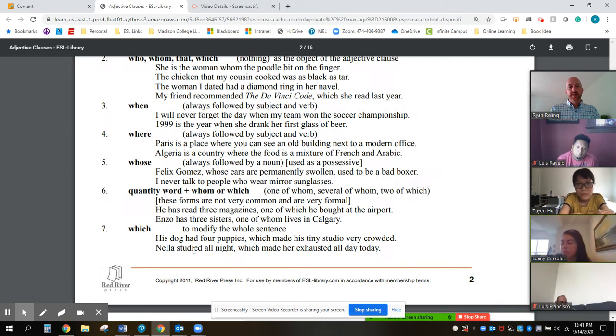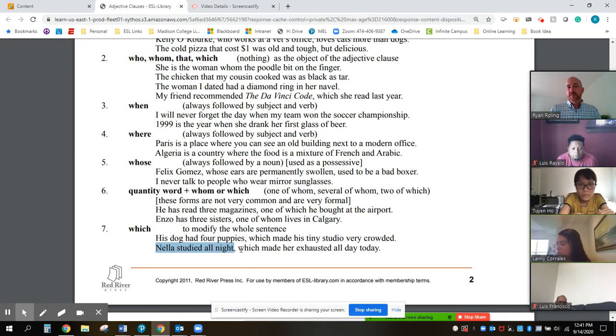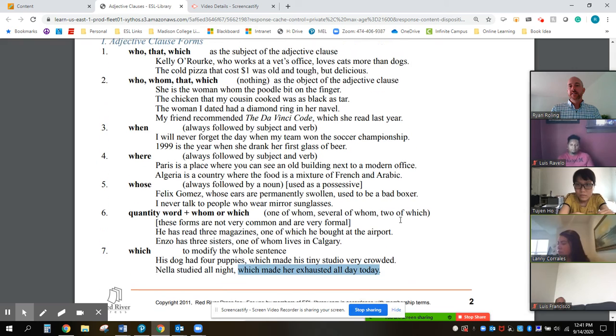So again, in the next example, Nella studied all night. That's a complete sentence. Now, this adjective clause, which made her exhausted all day today, is not specifically talking about how she studied or when she studied or who studied. It was the result of that sentence, that she studied all night. So in this case, the adjective clause can modify the entire sentence.